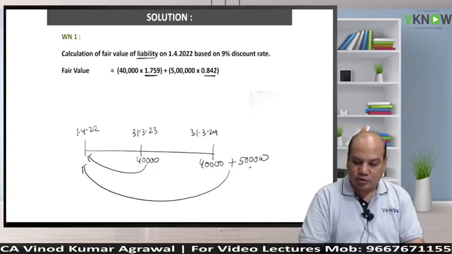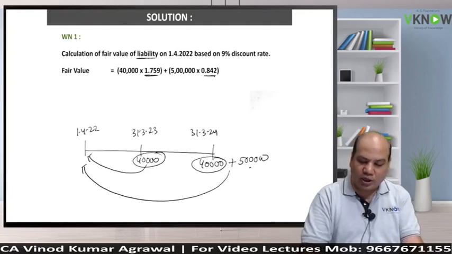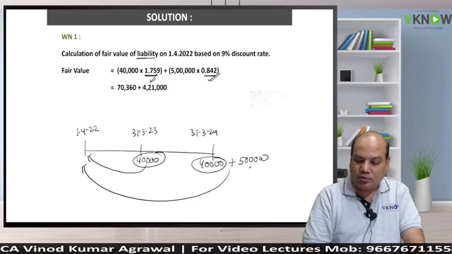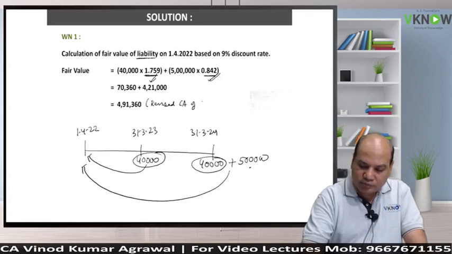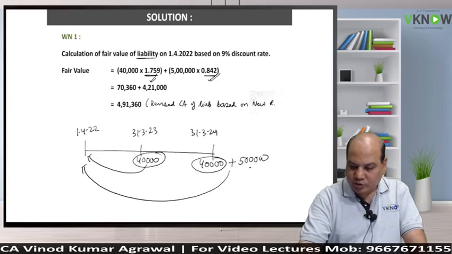So 40,000 you are paying 2 times, so I have taken the annuity factor of year 1 and 2. Just add the year 1 and 2 factors at 9%. Is it 1.759? In your book, factors for 9% are given. And the second year factor is 0.842. That is also given in the question. Now, can you give me the answer? Final figure: 491,360. This is what we call the revised carrying amount of liability based on the new rate.